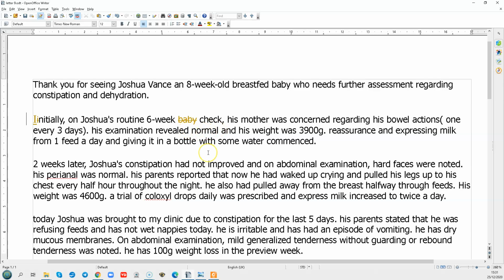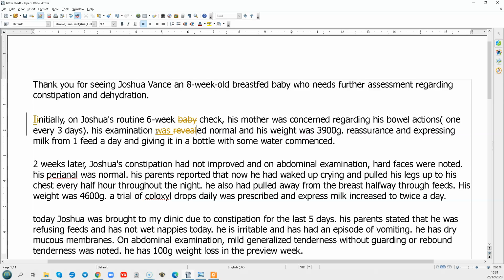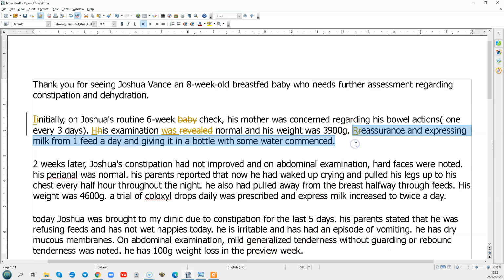His examination revealed normal. Normal what? Normal is an adjective. So we need something here. Or and how would it be revealed? Was it a secret? So his examination was normal. And why is that not a capital? His examination was normal, and his weight was 300. So, okay, that's kind of okay. Now, reassurance and expressing multiple. Right now, this doesn't make any sense at all.